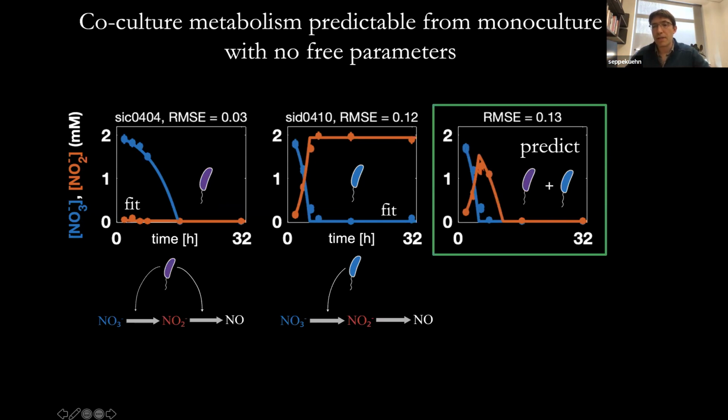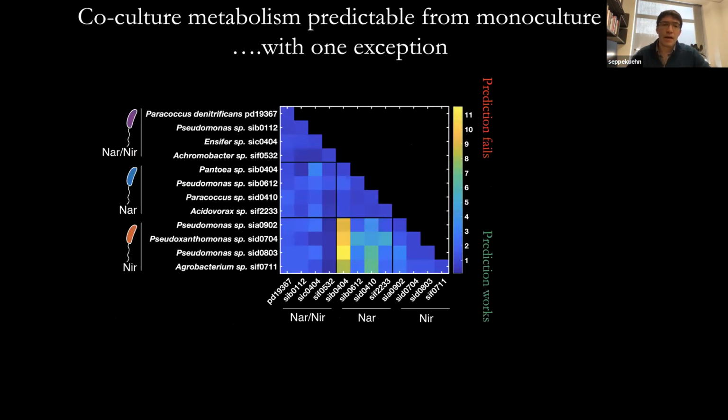So these are the metabolite dynamics in co-culture predicted solely from information on monoculture, and that prediction, I think, works surprisingly well. We've done this type of experiment for all possible combinations of 12 strains in the library that have each of these three phenotypes. And the blue regions of this heat map are just telling you that this prediction works, okay? Now the yellow region of this heat map is telling you that this prediction is not working.